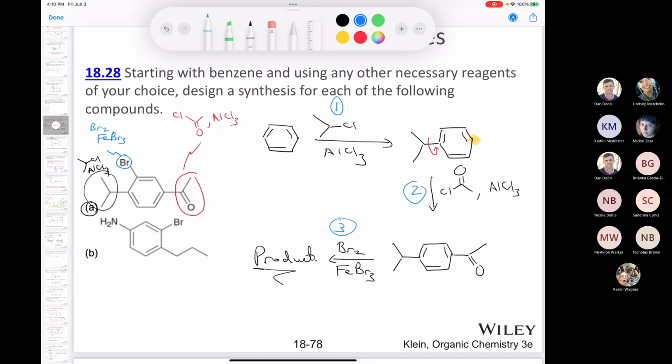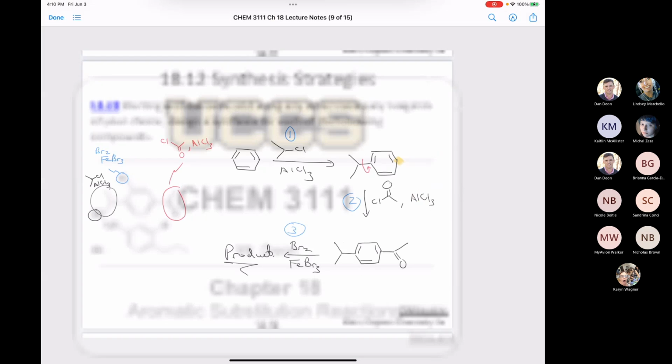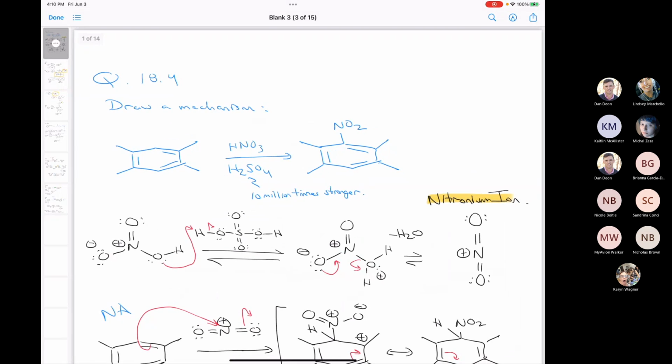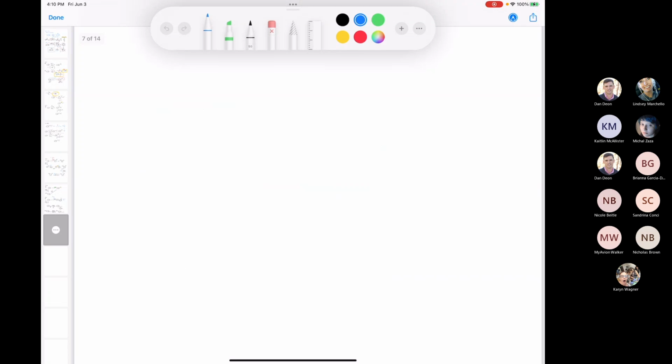Okay, well, let's try the next one. So I'm going to go over to a blank document just to give myself some more blank space. So let's see, this is 18.28B. Another cool compound, an aniline derivative where we have our amino group. Sorry, amino group, not a nitro. It came from a nitro, didn't it? And then we've got a propyl group, and then we've got a bromine.